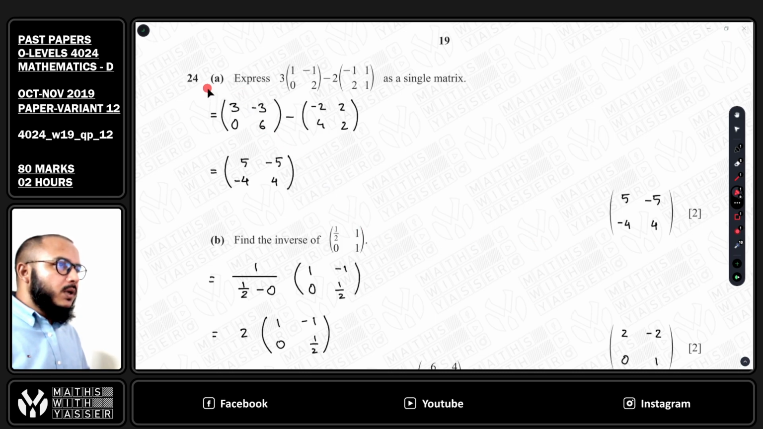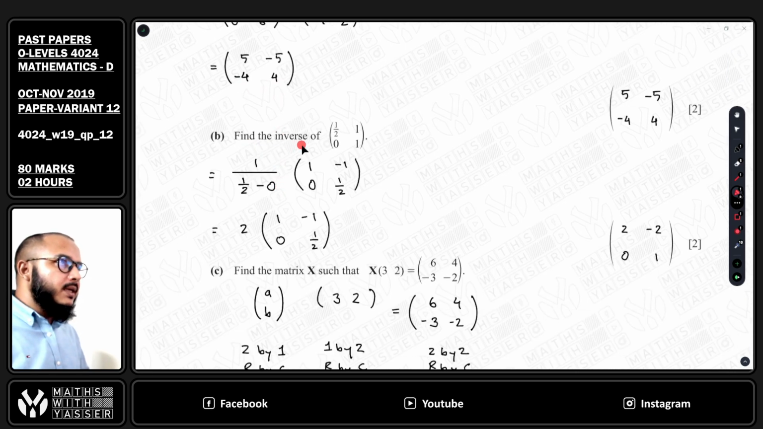Question number 24. Express 3 times the matrix (1 0; -1 2) minus 2 times the matrix (-1 2; 1 1). So if I multiply all the elements inside the matrix with the number 3, I will get this. And if I multiply all the elements inside the matrix with the number 2, I will get these. So if I simply subtract, then I will get 5, minus 4 and 4.